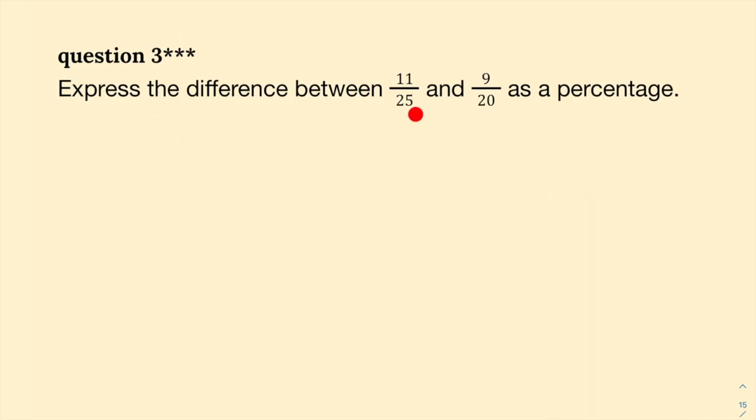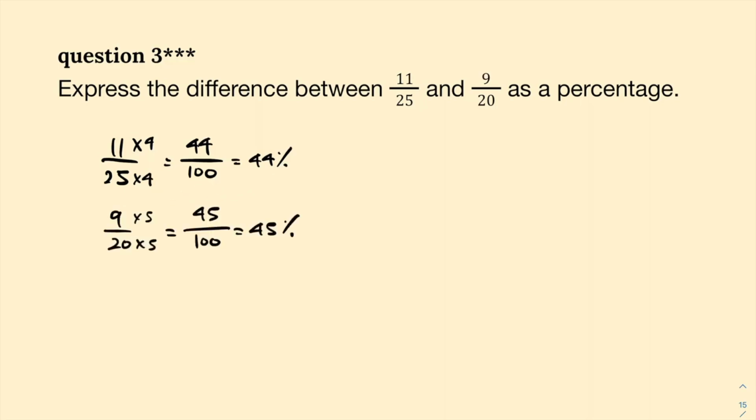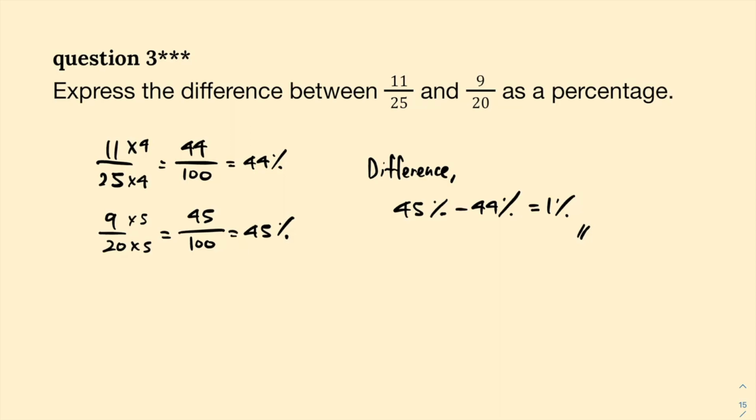So take the difference between these 2 fractions written as a percentage. So first thing is to write 11/25, which turns out to be 44%. 9/20, that's 45%. The difference as a percentage is therefore 1%. And congrats, you have come to the end of express percentages.